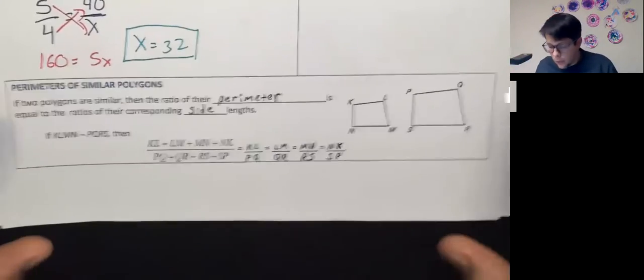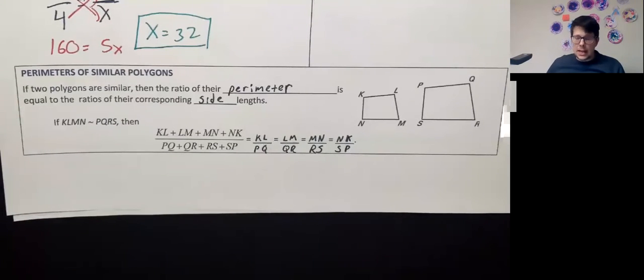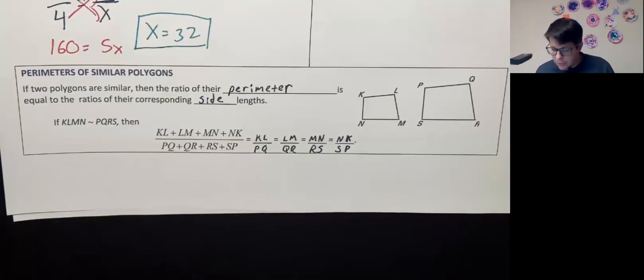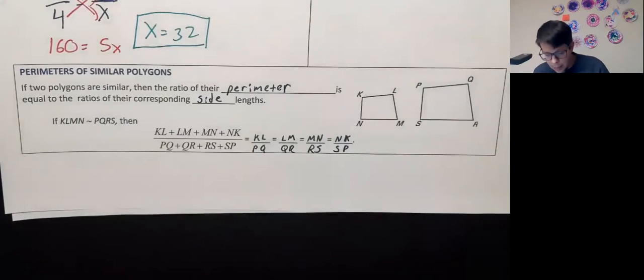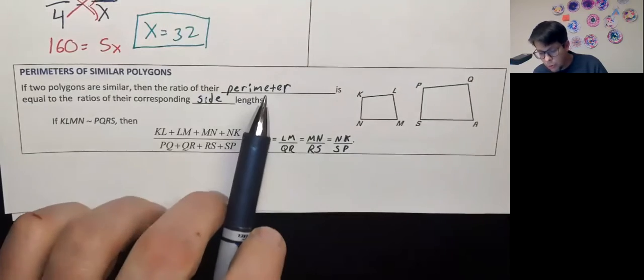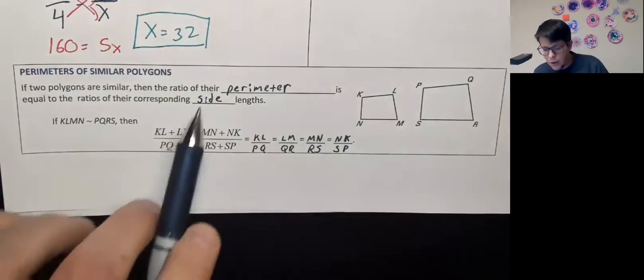Once you've done fiddling around with side lengths, it makes sense to take that a little bit further. So we're going to take that on to perimeter and also area. Let's talk about perimeter for a couple seconds. If you're interested in figuring out about the perimeters of similar figures, you can use this idea right here. Two polygons are similar if the ratio of their perimeters is equal to the ratio of their side lengths.